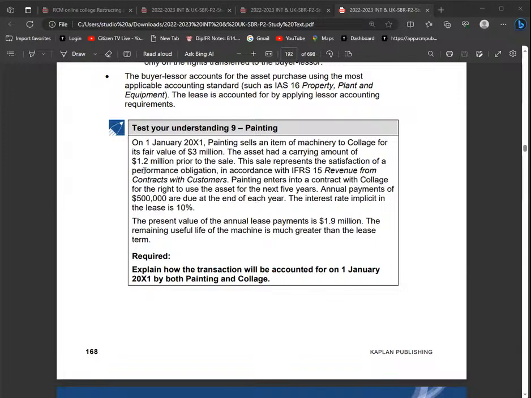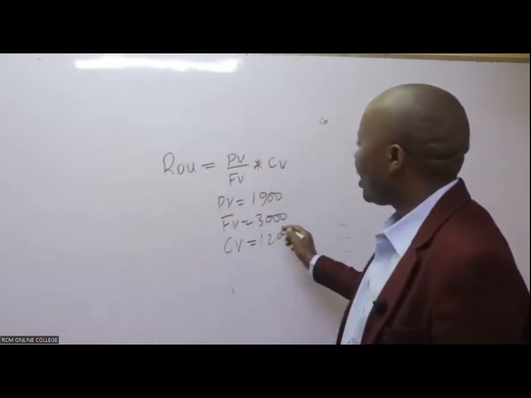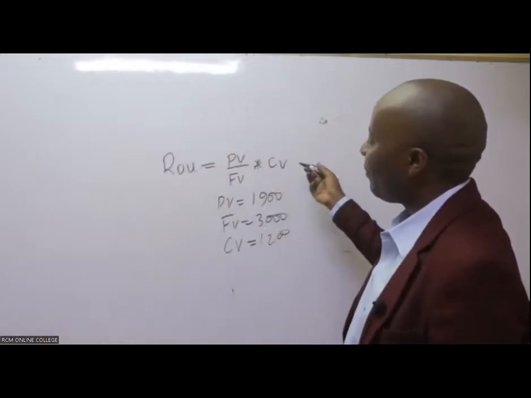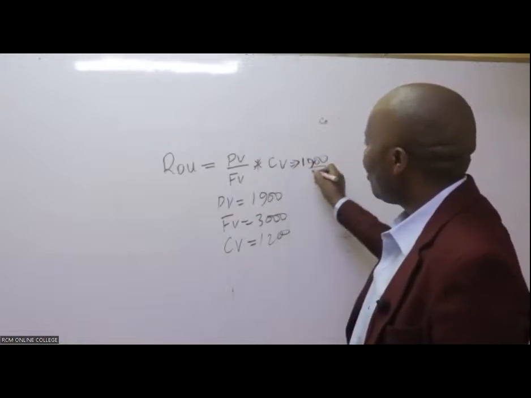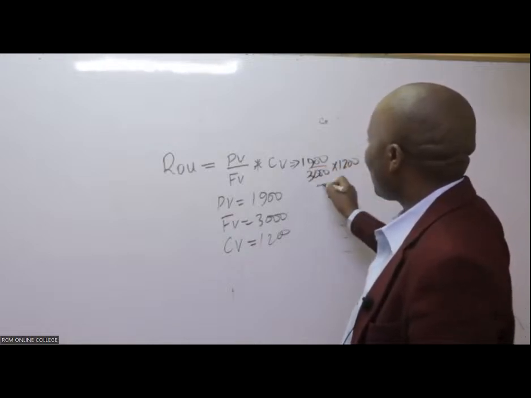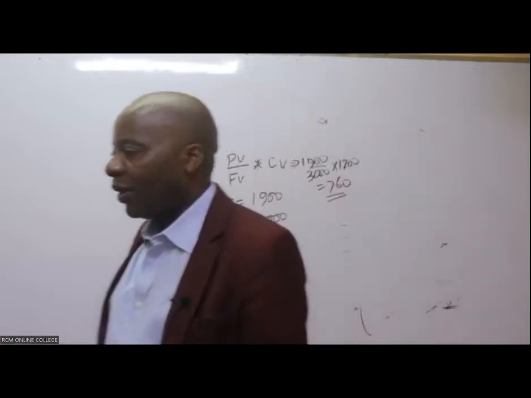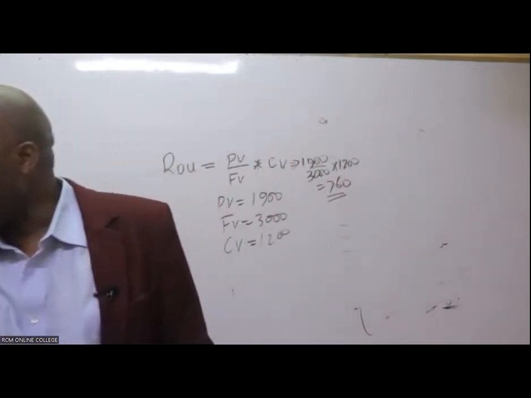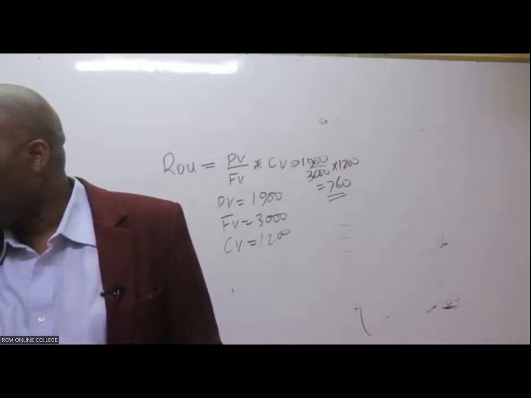You can see, ladies and gentlemen, that the carrying amount is 1200. I'm cutting 3 zeros. So this is what we need to get that 760. The present value is 1900 over future value, not future, but fair value, 3000, times this 1200. That's how we got this 760. I hope I've answered your question.